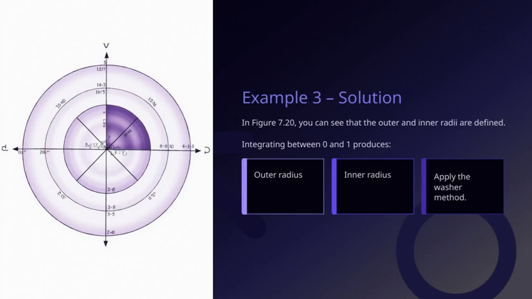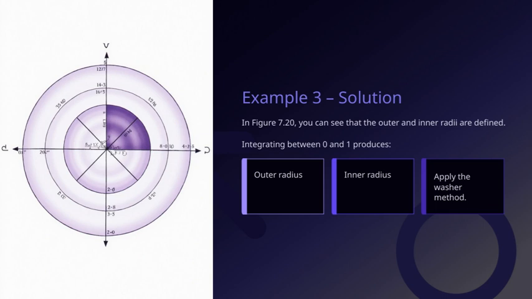Now, let's look at how we apply the washer method. The key idea here is to consider the inner radius and the outer radius of the region we're revolving. These radii define the circular cross-sections that make up our solid. When we set up the integral, we're integrating between 0 and 1, which corresponds to the bounds of our region.